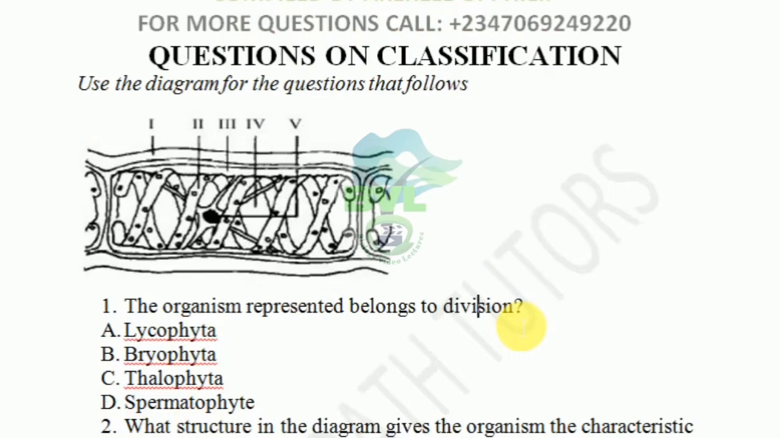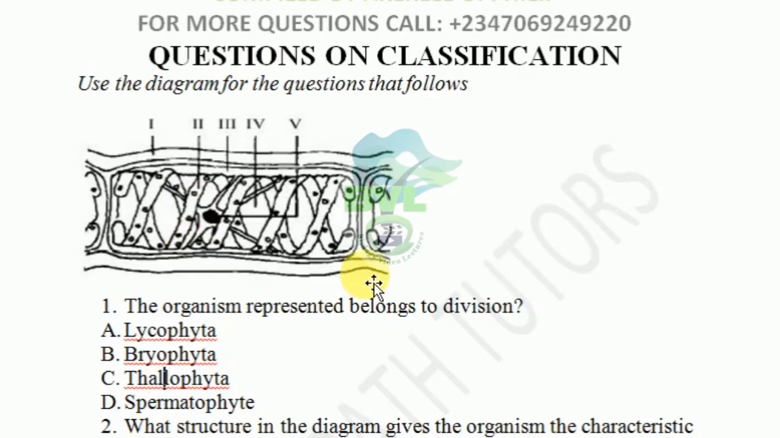Use the diagram for the questions that follow. The organism represented belongs to division what? Divisions are used for kingdom fungi and kingdom Plantae, and we have different divisions under kingdom Plantae. So these options are some of the divisions. As it is here, we have different options.